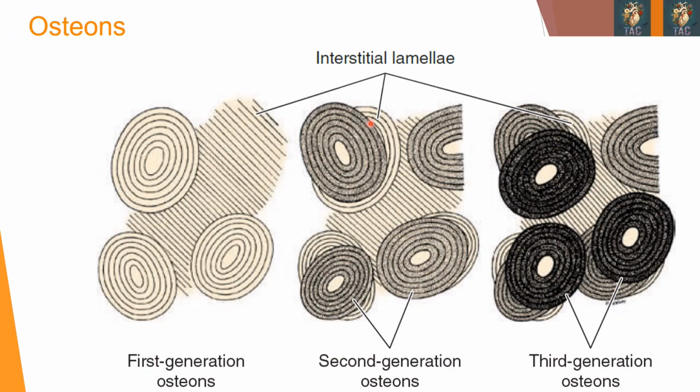So the first generation osteon in the developing bone, you can see how the osteons are forming. Then when osteons mature and next generation osteons are present, the previous osteon forms the interstitial one. So the interstitial lamellae are formed from the first generation osteons, and then the second generation and the third generation. This process keeps on, and the bone matures itself.